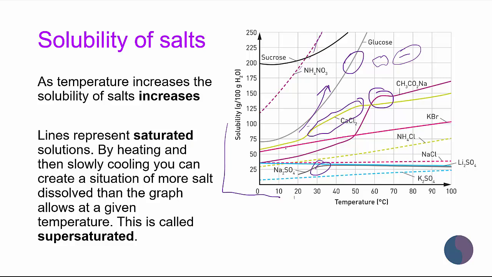If this is the maximum amount of salt you can dissolve in 100 grams of water, then if you have less than that, it's not saturated. You can still put more salt in it. If it's at this level, it won't dissolve any more unless you do a trick called supersaturating, which means you heat it up to a higher temperature and then let it cool slowly.